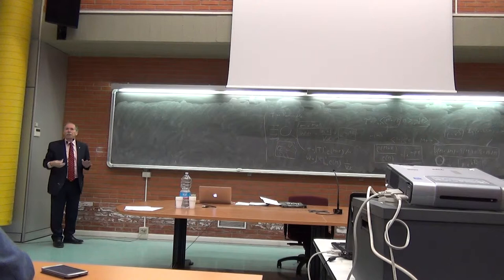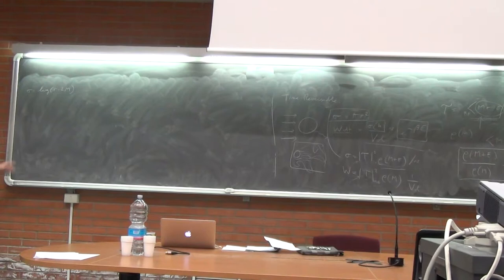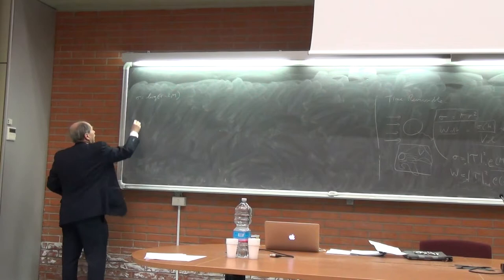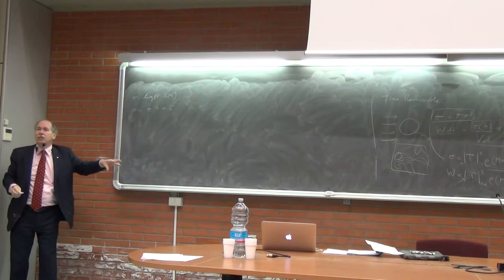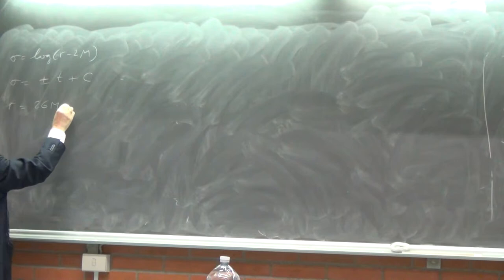If I use sigma as the log of r minus 2m, then very near the horizon of the black hole, where r is equal to 2m, this is a more convenient coordinate to use, because then you find that ingoing particles have sigma equals plus or minus t plus a constant. Sigma is going to minus t if the particle moves into a black hole. Sigma is plus t otherwise, where t is the Schwarzschild time parameter as seen from far from the black hole. So it really means that r is 2GM plus e to the power plus or minus t, times a constant.